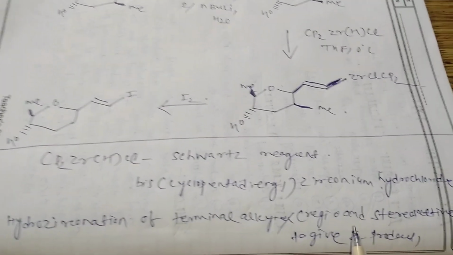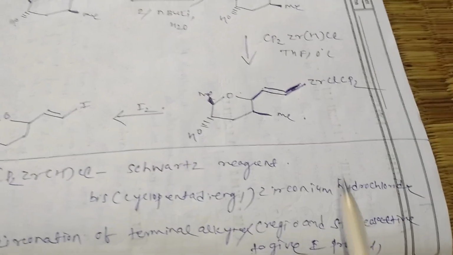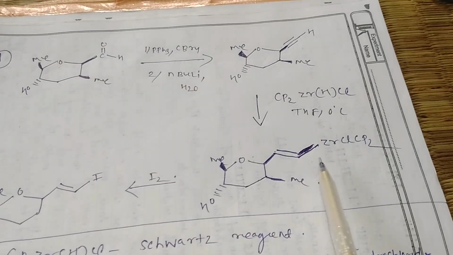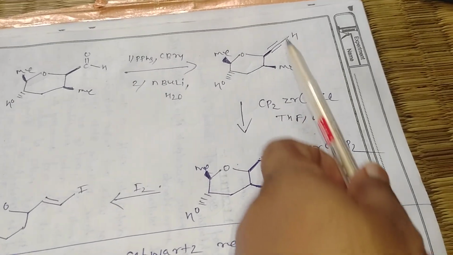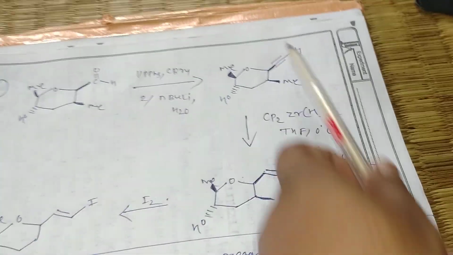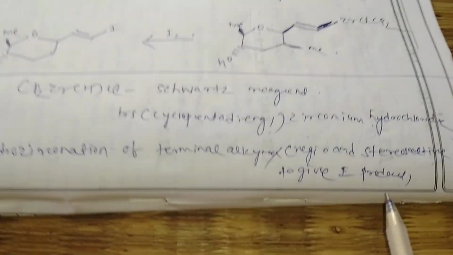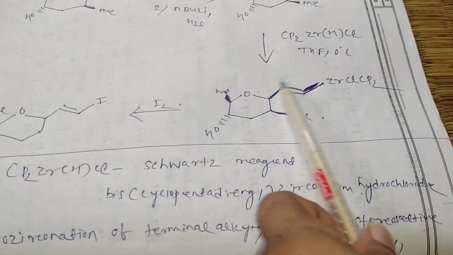Hydrozirconation of a terminal alkyne takes place. This is a regioselective and a stereoselective reaction. This is regioselective. Why? Because this reagent is added only to the terminal alkyne. And why is it stereoselective? Because it can give only the E product. This is the E product.